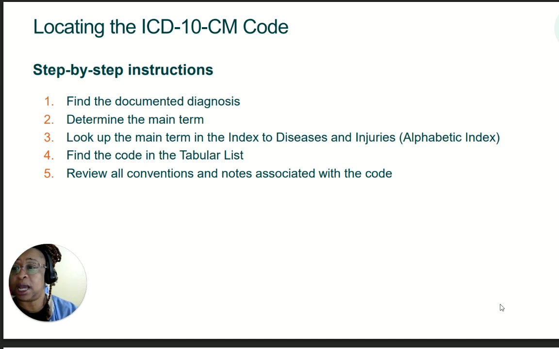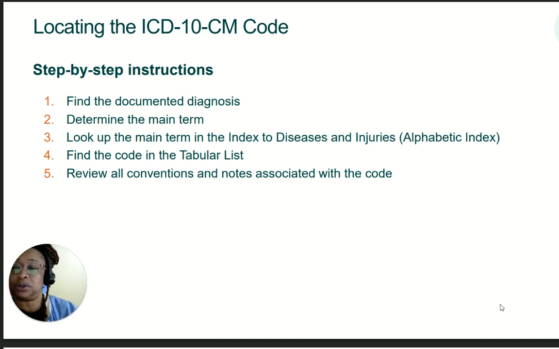Step-by-step instructions. Number 1, find the documented diagnosis. Determine the main term. That's always important. Look up the main term in the index to the disease and injuries alphabetic index. Find the code in the tabular list to always verify. As I said before, never code from your index. Always verify the code of the full description as close as possible to accuracy in the tabular list.